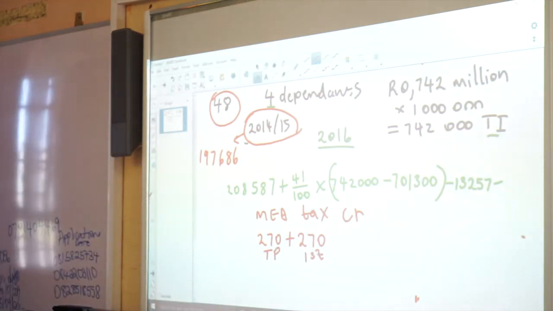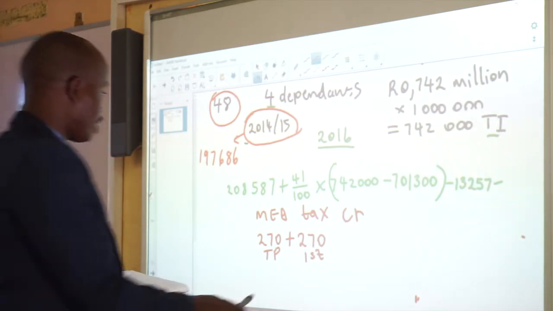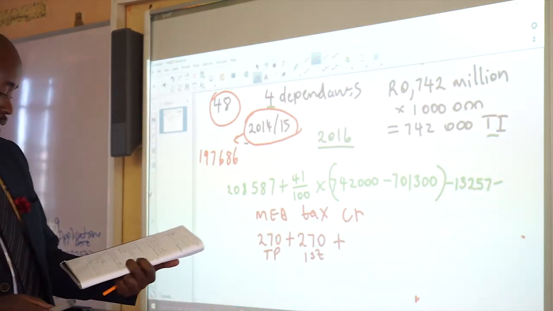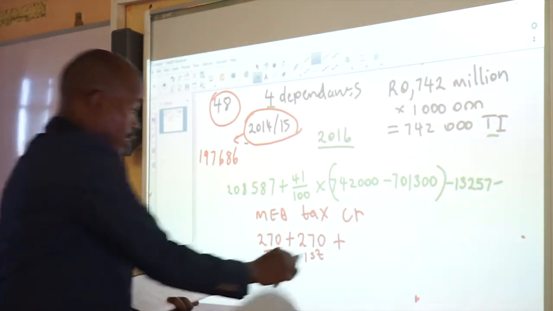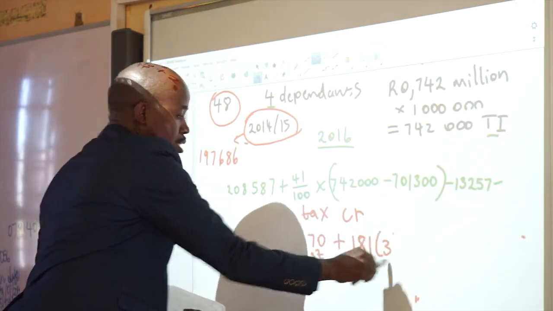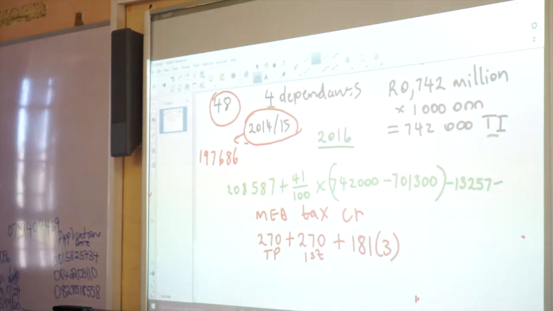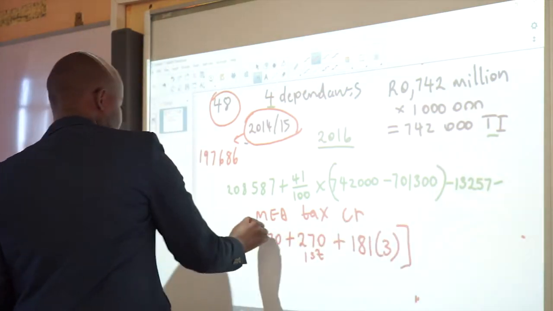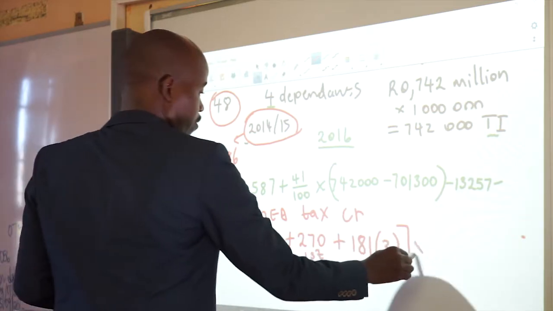Therefore, how many additional dependents are left? 3. So how much for each additional? 181. Right, and there's 3 of them, so 181 times 3. So what's the total medical tax credit? Right, don't forget to multiply it by 12. I almost forgot to multiply it by 12.